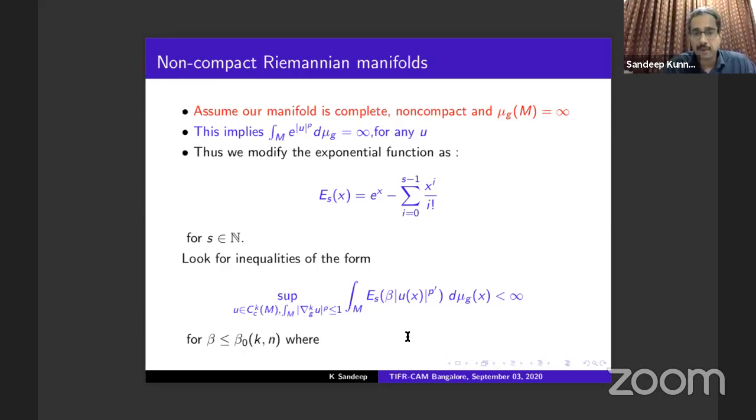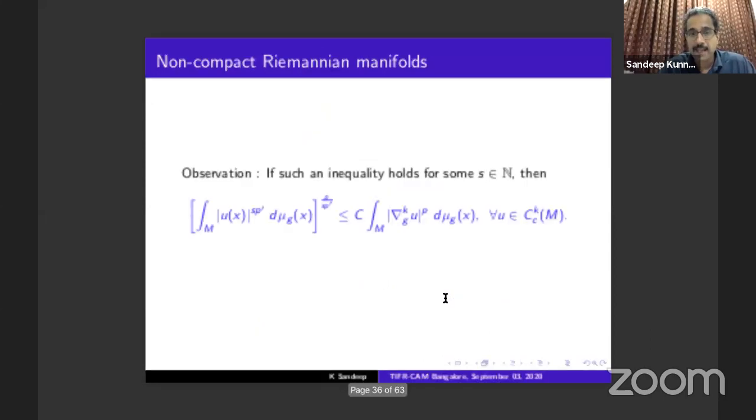Suppose you have this kind of inequality, then immediately it will have some consequences. As I told you before, e_s of x is greater than or equal to x to the power s by s factorial. So that means e_s is bigger than a polynomial power. So if this quantity has to be finite, then if you replace e_s by a polynomial power, it still has to be finite. Or in other words, if this inequality is true, then it will immediately imply that you have inequalities of this form. Okay, so the observation is that if I have Moser or Adams inequalities like what I have stated before, then we should immediately have inequalities of this form.